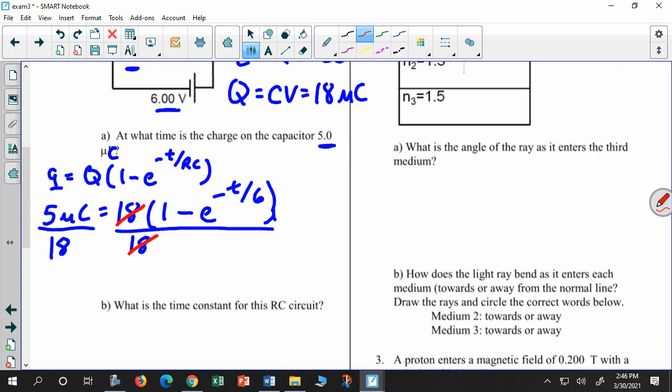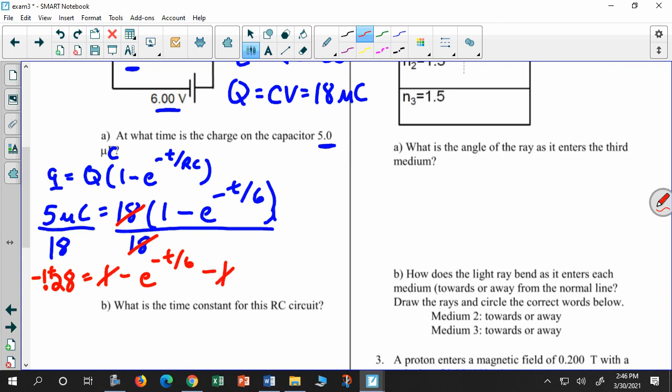I'm just going to put in the numbers. I know y'all usually do that. So it's 0.28. You can solve this algebraically first, and that's always better, but I know y'all usually put in the number, so I'll do it that way. 1 minus e to the minus t over 6. Then you want to subtract 1 from both sides.